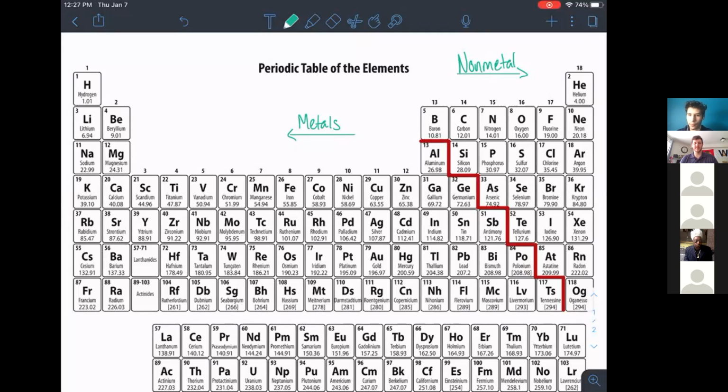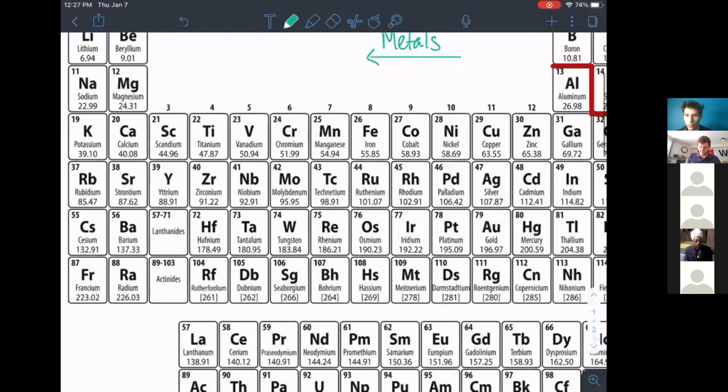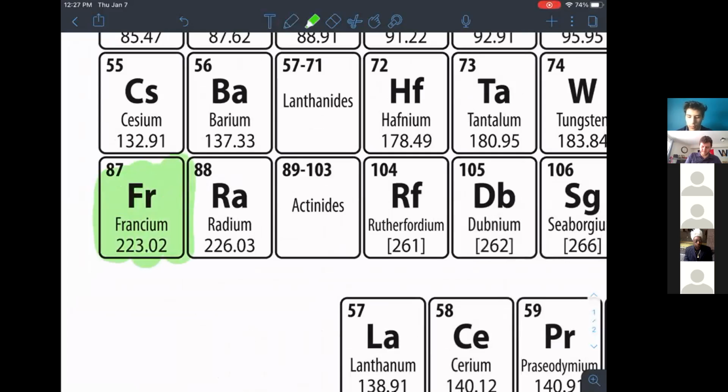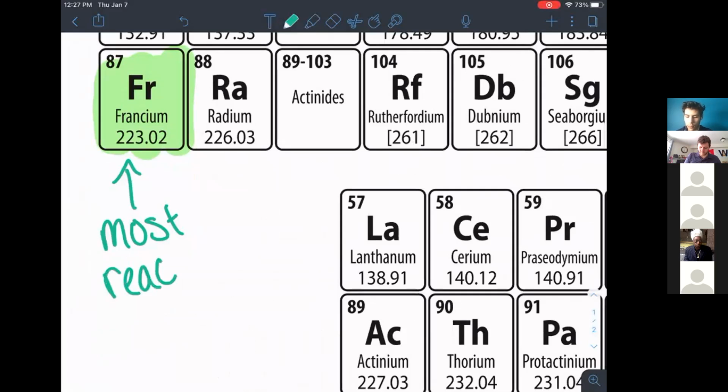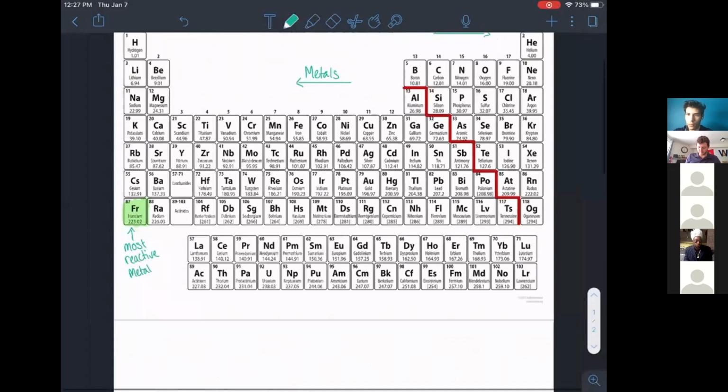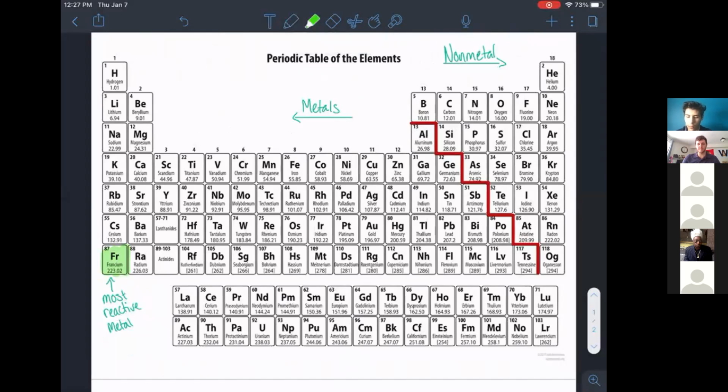Felix, you find what you were looking for? Yeah. The most reactive metal is francium or whatever, and then. Oh wait, no. Yeah, that is. Never mind. And the most reactive non-metal is. Wait. This thing doesn't let me zoom out. The most reactive non-metal is fluorine. Perfect.